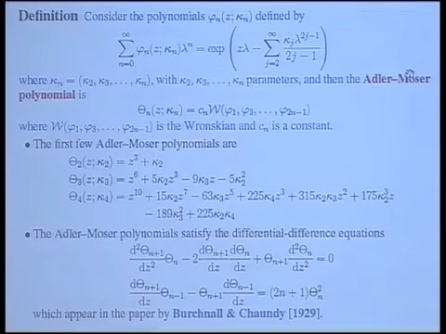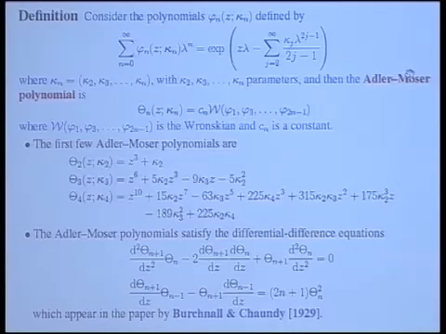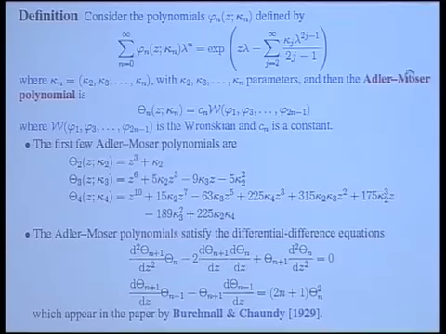So just to remind you, these are what the Adler-Moser polynomials are. You define the phi n through this exponential and then take a Wronskian of the odd ones. C is a constant, and we normally choose C so that the Adler-Moser polynomials are monic.